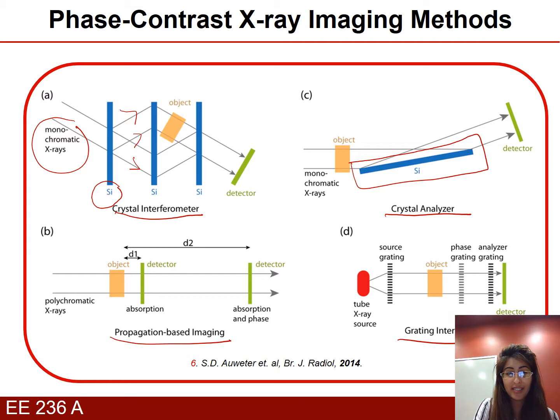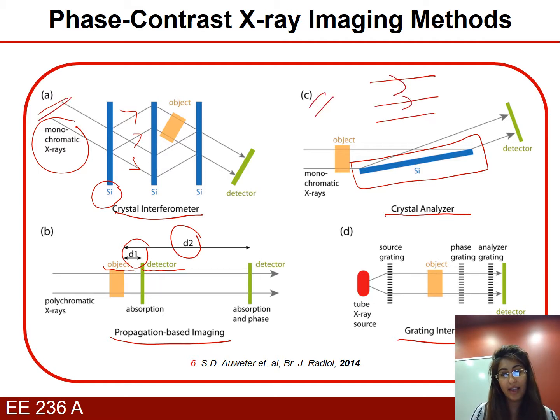Propagation-based imaging varies the distance between the object and the detector to retrieve phase and absorption information. Now, crystal interferometry and analyzer-based imaging require highly parallel and monochromatic X-rays because of the crystal optics used for imaging. Propagation-based imaging usually works really well with a broad X-ray energy spectrum.